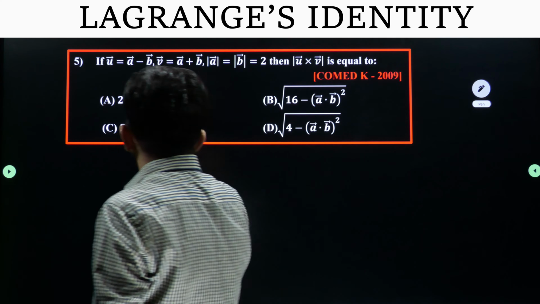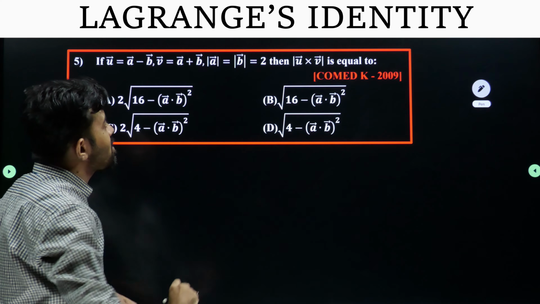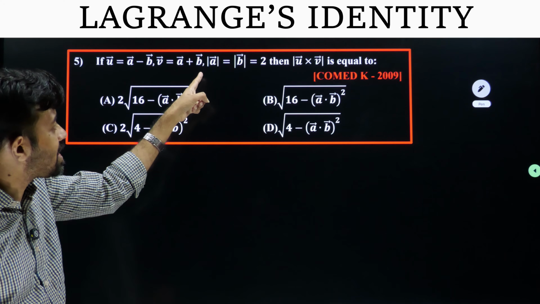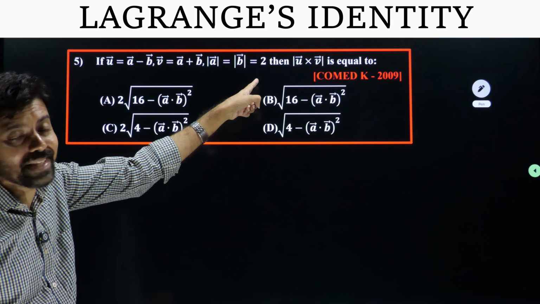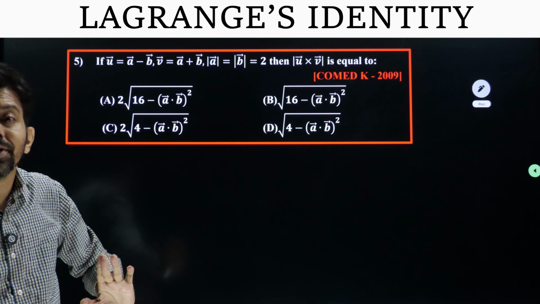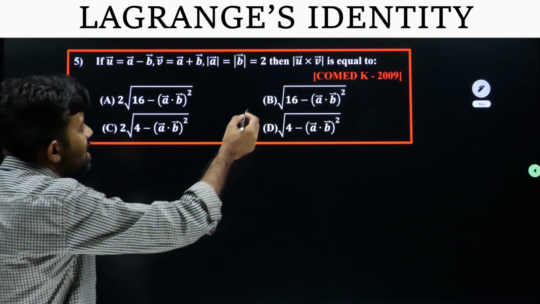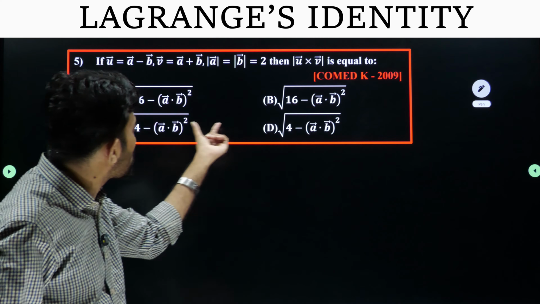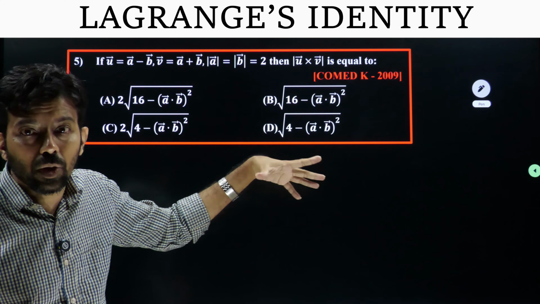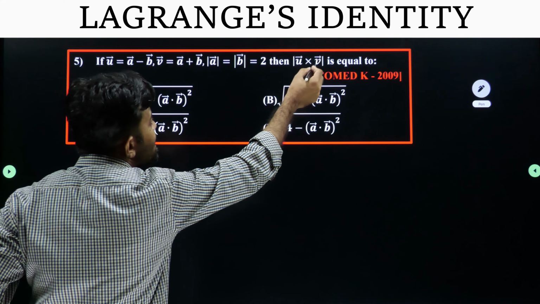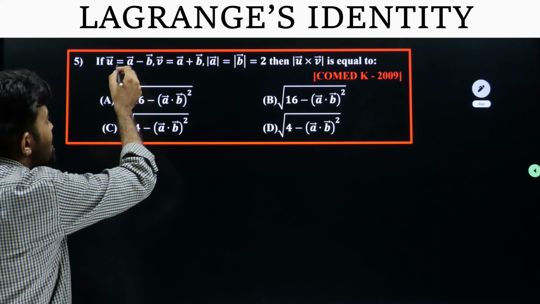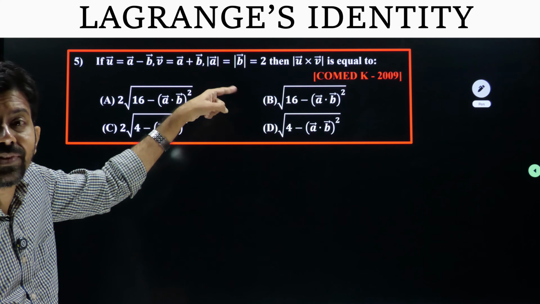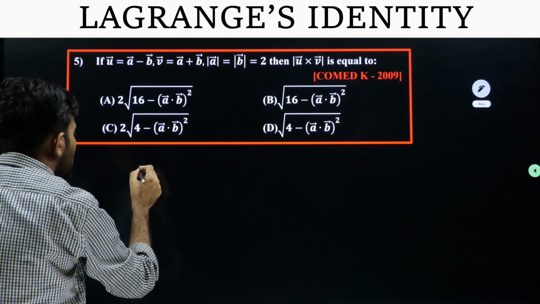Question number 5. The question asked in Common Entrance 2009. Vector u is given, vector v is given, magnitude of vector a is equal to magnitude of vector b is equal to 2. We want to find magnitude of u cross v. The answer is given in terms of a dot b, all the options contain a dot b. So first simplify u cross v. U is defined to be equal to vector A minus vector B. V is vector A plus vector B. Find out U cross V here.